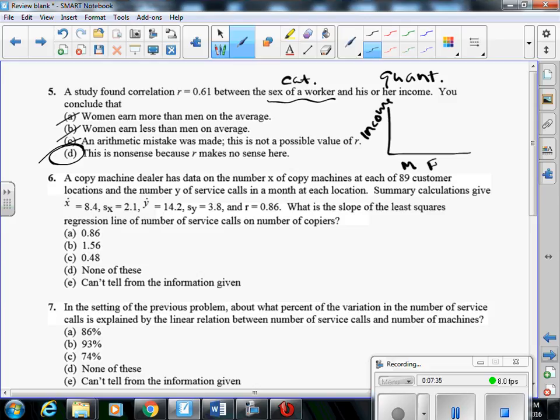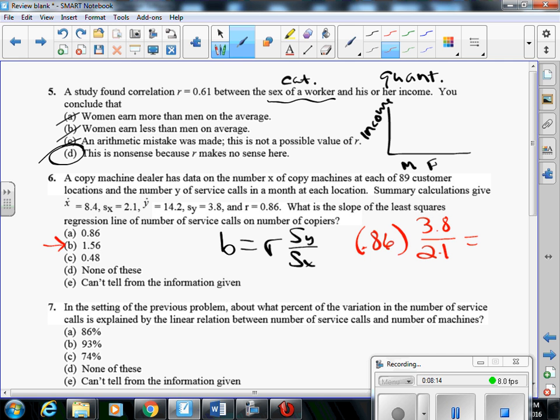But I will show you right quick that b is R times the standard deviation of Y over the standard deviation of X. Sorry, that's R, standard deviation of Y over the standard deviation of X. So all I'm literally having to do on this problem is plug and chug. They told me that R was 0.86, and then we have 3.8 as the top number and 2.1 as the bottom number. I do this math and I get a final answer of B. So this is really just a plug and chug.